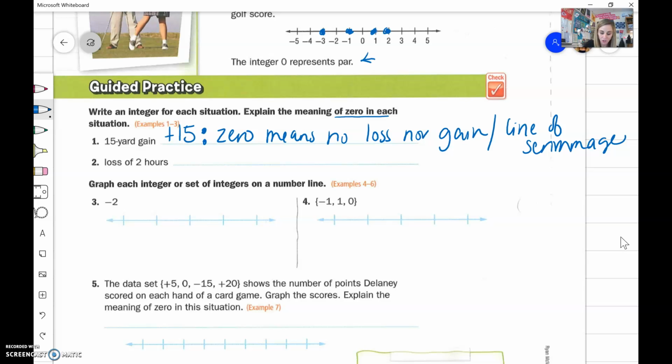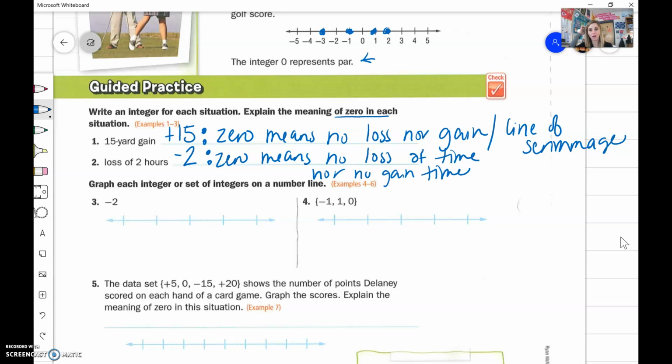A loss of 2 hours. So you're driving around and you get lost literally for 2 hours. So a loss of 2 hours. Yikes. That's a -2. So the 0 means no loss of time nor no gain of time. Meaning you didn't make time, but it's no loss, no gain.